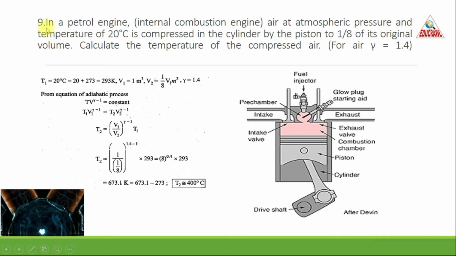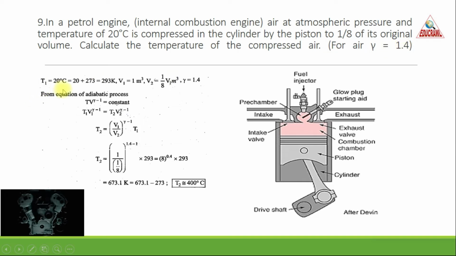The ninth problem. In a petrol engine, an internal combustion engine, air at atmospheric pressure and temperature of 20 degrees Celsius is compressed in a cylinder by a piston to 1/8 of its original volume. We have to calculate the temperature of the compressed air. And for air, the gamma value is given as 1.4.